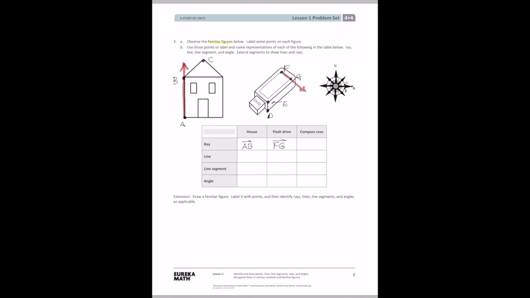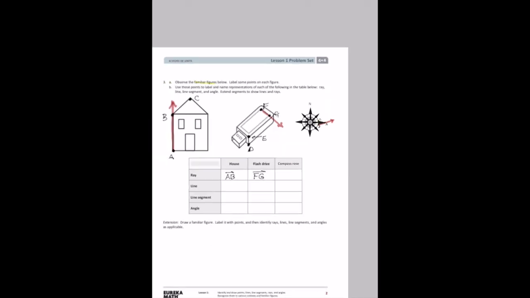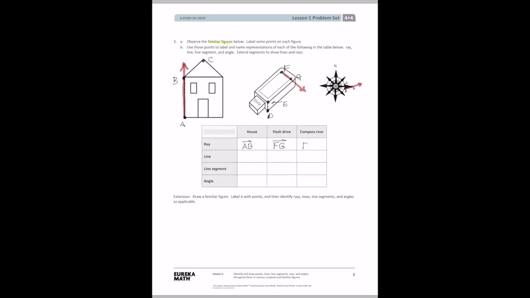And then compass rose, zooming in, we might say that could be BA. Okay, remember it does matter which direction that ray is pointing at, so we chose to go from B to A and then infinitely past point A. So BA. Okay, lines. Well, a line goes forever in both directions.